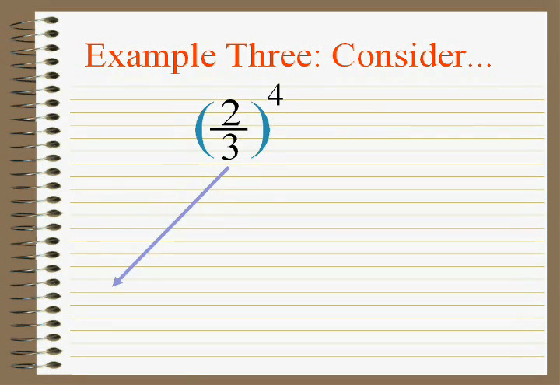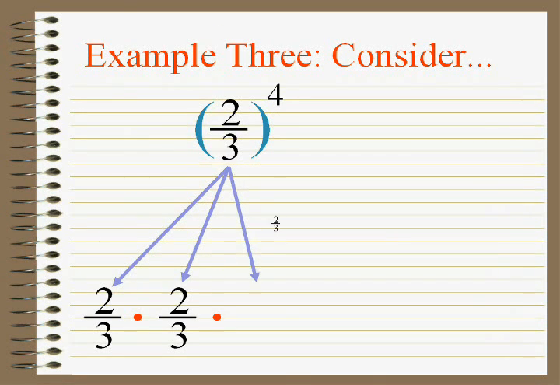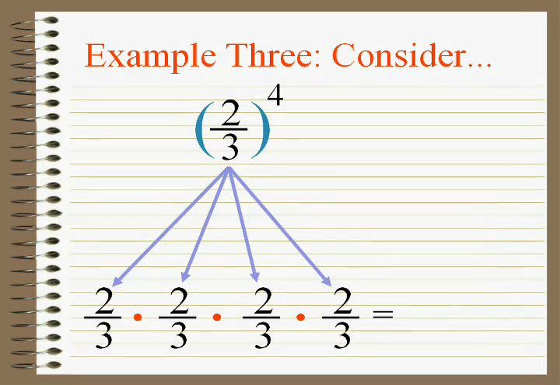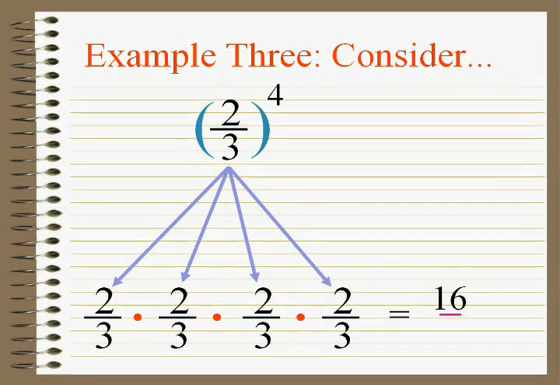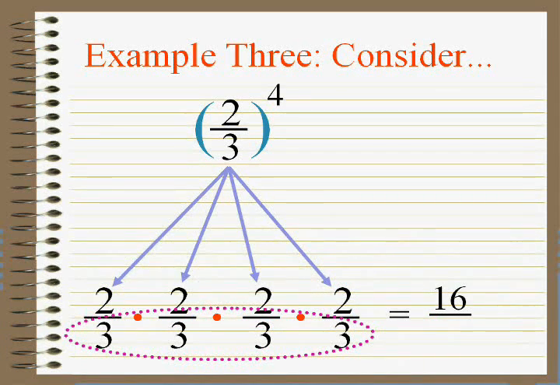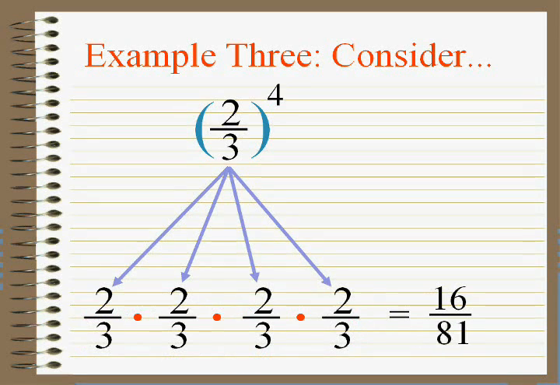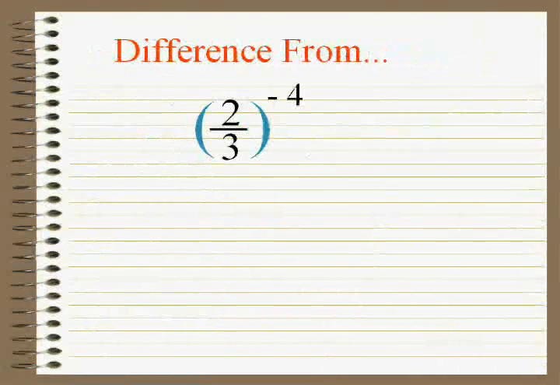Make my day. Now let's review something real quick. 2/3 to the 4th means 2/3 times 2/3. How many times? 4 times. And of course it'll equal 2 times 2 times 2 times 2, 16 over 3 times 3 times 3 times 3, 16 over 81. That was easy.